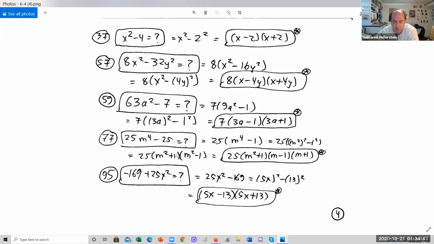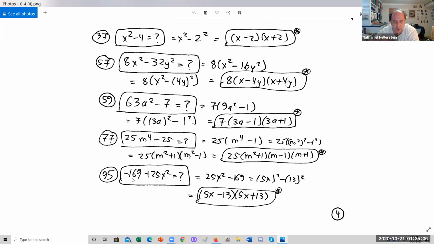Now this m squared plus 1, it's a sum of squares. We can't factor that yet. It involves something called the imaginary unit. We'll get to that later. But this is definitely a difference of squares, m squared minus 1 squared. So this comes out to 25 times m squared plus 1, and this factors into m minus 1 times m plus 1.